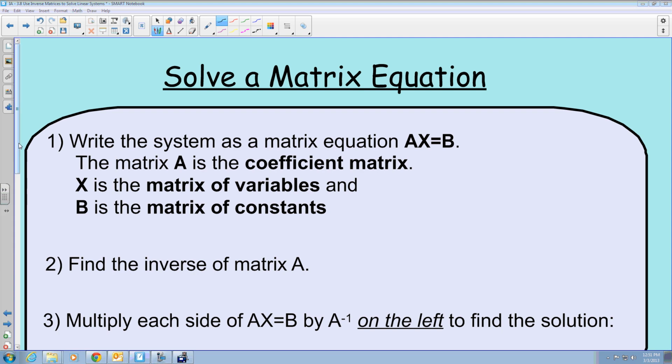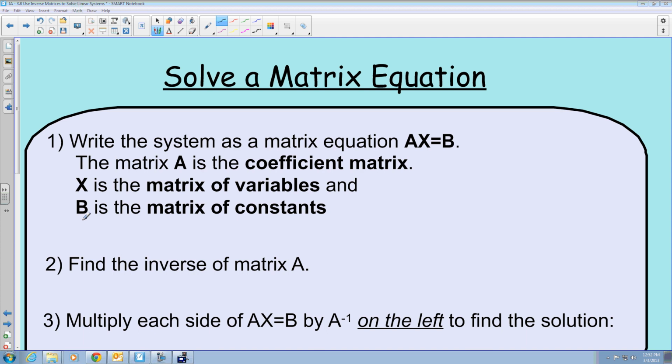So next, we're going to be able to use inverses to help us solve matrix equations. What we're going to do is write the system as a matrix using the general formula: matrix A times X, where X is a matrix, equals B. Matrix A is the coefficient matrix, which we talked about in section 3.7. X is what is called the variable matrix, and then B is the matrix of constants.